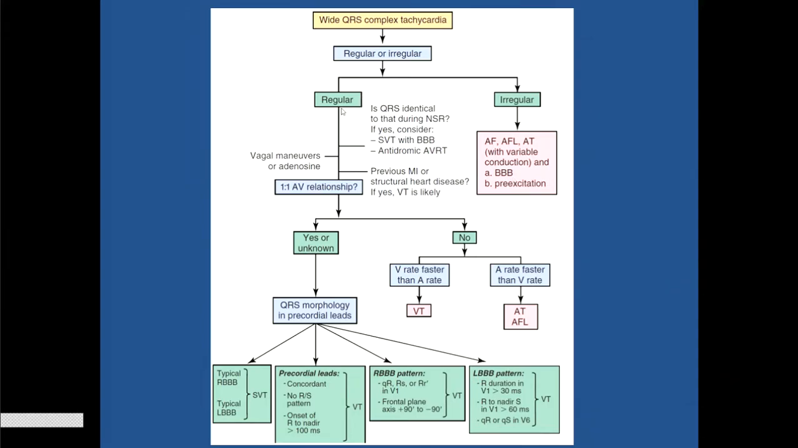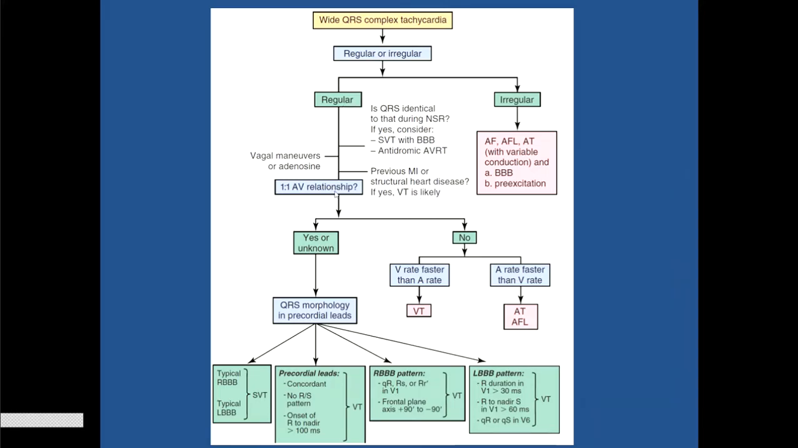If the wide QRS tachycardia is regular, we need to see how the sinus rhythm ECG is. If it is identical to the sinus rhythm ECG, then it is SVT with bundle branch block or an antidromic tachycardia, where there will be LBBB even at baseline. Now, if there is a previous history of MI or structural heart disease, we already said VT is more likely.